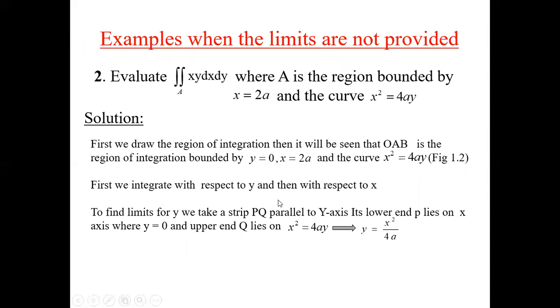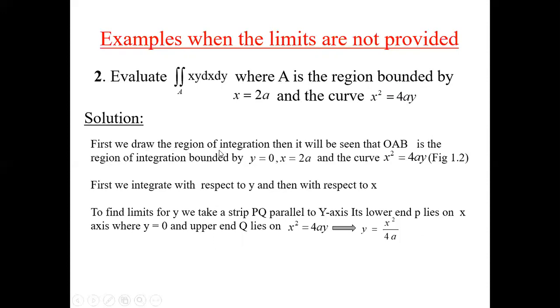Okay, so we'll take the next problem, that is evaluation when the limits are not provided for a double integral. Double integral xy dx dy along the region A, where A is the region bounded by x is equal to 2a and the curve x square is equal to 4ay. So x is equal to 2a is a straight line, and the curve x square is equal to 4ay is a parabola. So first we'll have to draw this figure, then you'll have to find the limits.